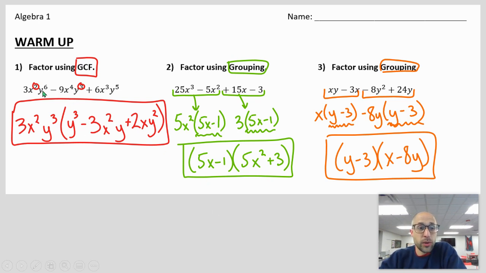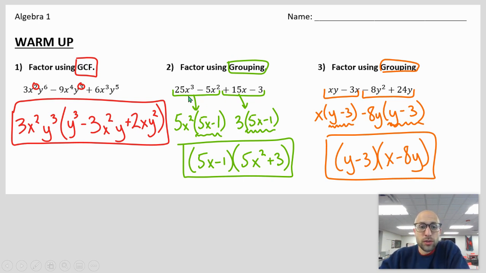Make sure, again, when you're taking out GCF, you look for the smallest exponent. So even though the smallest exponent is not in the same term, you're still using only an x squared and only a y to the third. So you can check your work there, and then make sure you're keeping track of your signs.